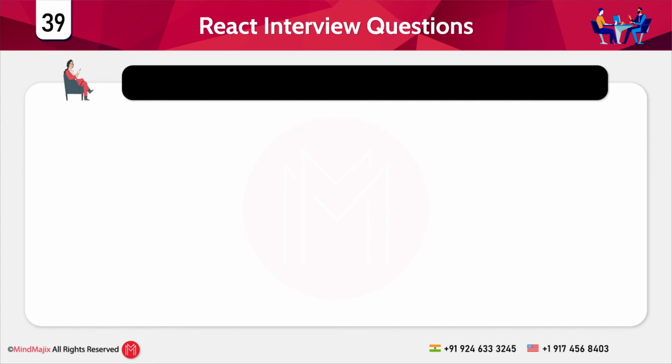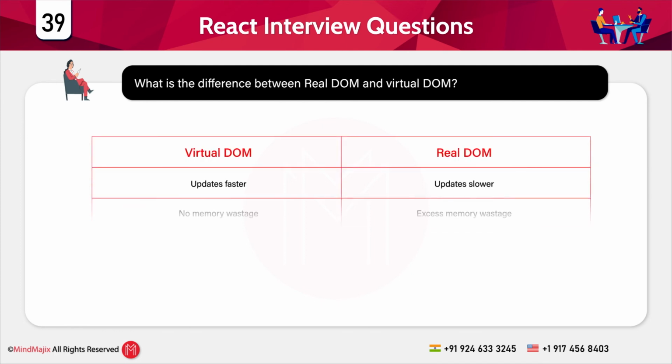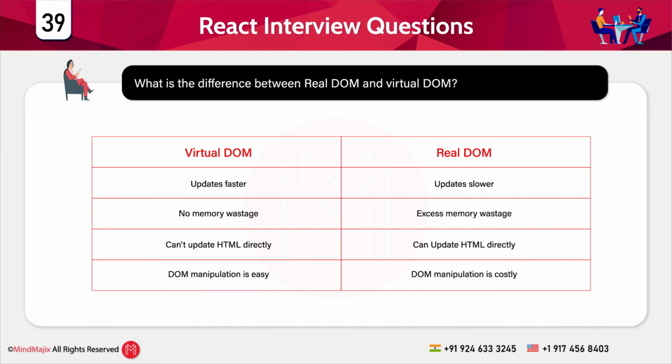The next question is, what is the difference between a real DOM and virtual DOM? As you can see on the screen, these are the differences between virtual DOM and real DOM. In the case of virtual DOM, it updates faster, whereas the real DOM updates slower. In the case of virtual DOM, there is no memory wastage, whereas in the case of real DOM, there is excessive memory wastage. In virtual DOM, you cannot update HTML directly, whereas in real DOM, you can update HTML directly.